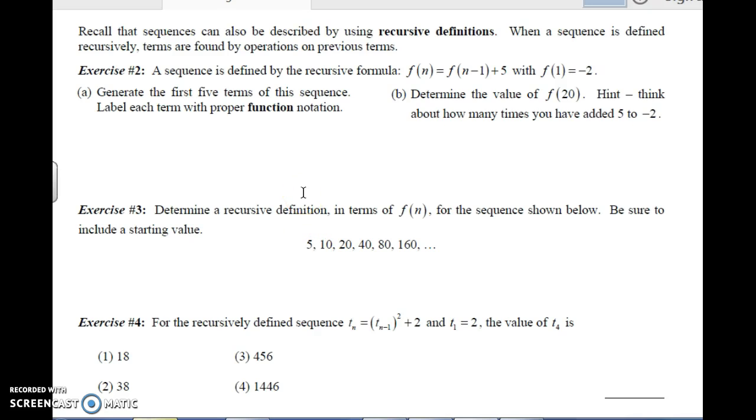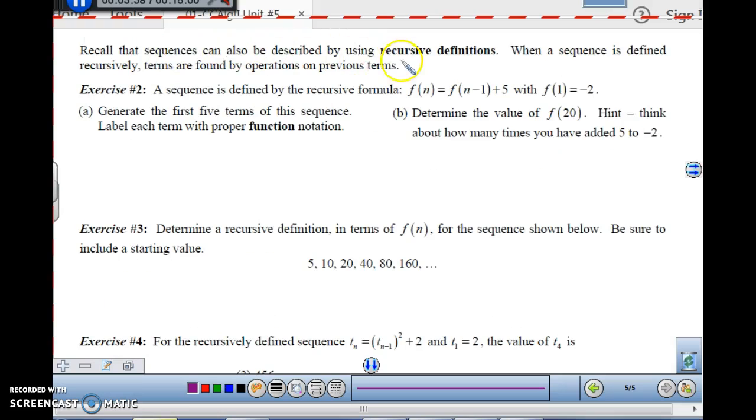Okay, now let's review recursive definitions. Sequences can also be described by using recursive definition. Recursive, the word recur means happen before. So when a sequence is defined recursively, terms are found by operations on, here's the key word, previous terms. Now, recursive definitions aren't hard. You just have to make sure that you understand the notation.